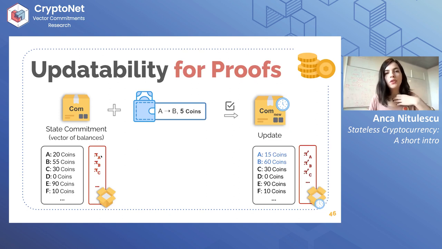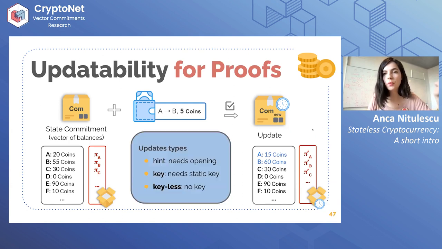So each user was storing a proof of their balance with respect to the commitment of the state. Now the commitment of the state has changed, some balances change, and actually all users have to change their proof with respect to the new commitment. So those are valid proofs with respect to the commitment that commits to the new state.